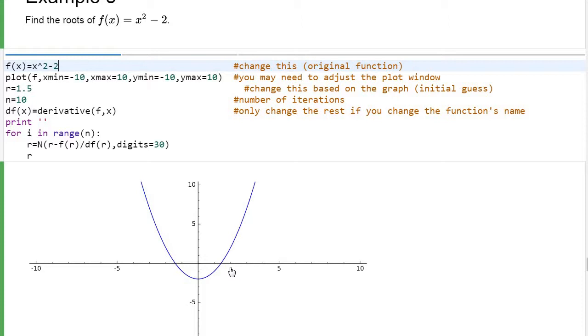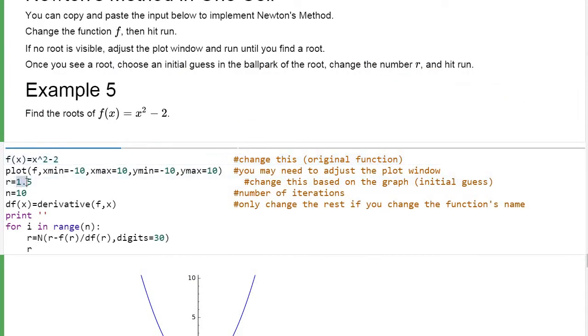Based on the graph, choose an initial guess for one of the roots. This one has 2 roots, which we'll have to repeat Newton's method twice to get them both, but choose one of them. So here's one, like 1.5, roughly. And so then go up here and based on the graph, change the r. You can leave n as 10. You don't need to change that. The rest of it will stay the same. The only reason to change any of this is if you decide to change this f, which you don't need to change, just leave it f and then it'll all work. If you do change this though, if you decide to call this g or h or something, you'll have to change all of the rest of them.